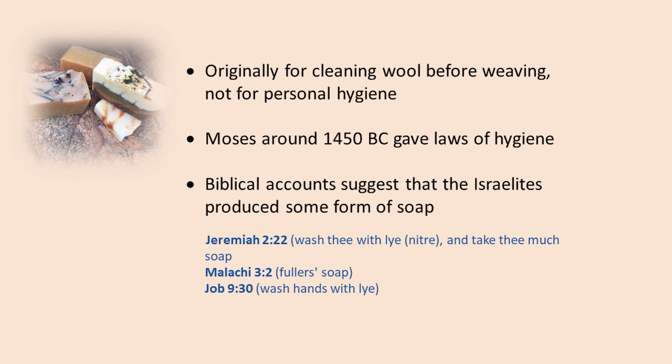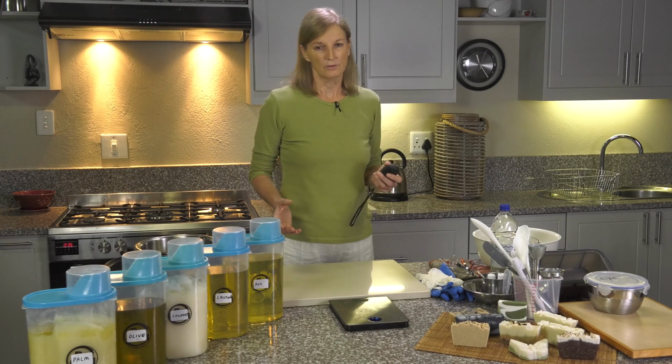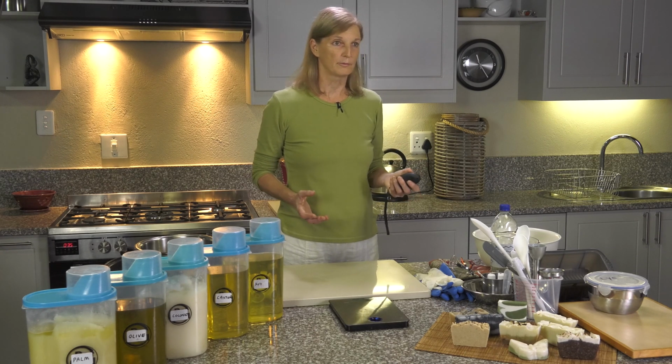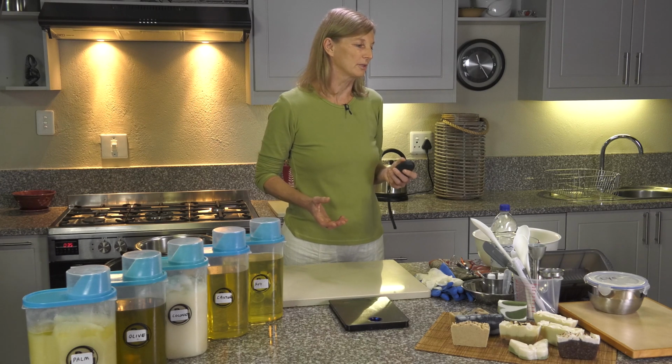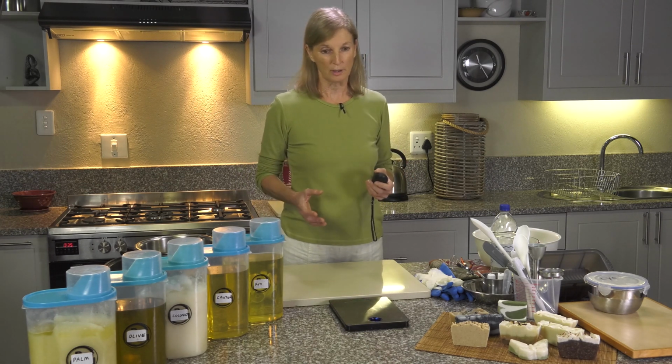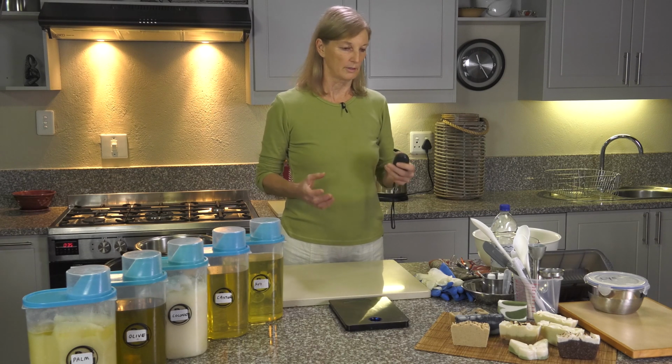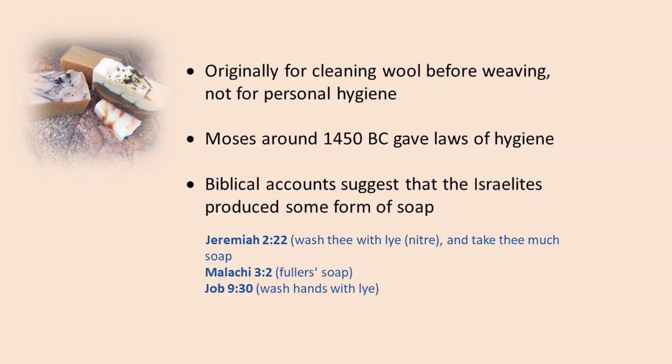If you look at Jeremiah 2 verse 22, it says, "Wash thee with lye or nitre," and nitre is saltpeter, "and take thee much soap." So sometimes they translate in the Bible soap for nitre, sometimes lye, so we're not quite sure if it was actual soap or whether it was just the lye that they used to make the soap. But anyway, in Malachi 3 verse 2 it speaks of fuller soap. In Job 9:30 it says, "Wash your hands with lye." Now lye, you can't really wash your hands with lye, it's caustic. So I presume it was soap. It was a form of soap that they used.